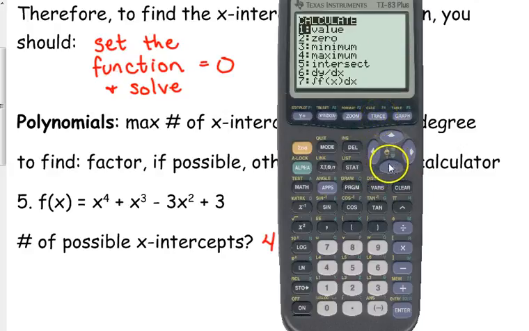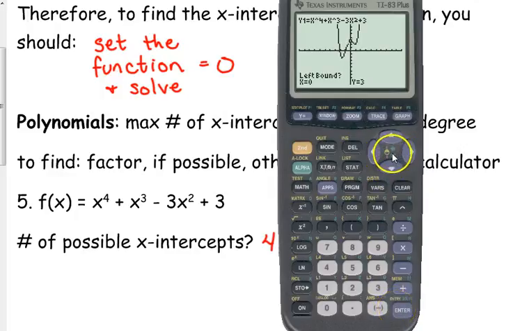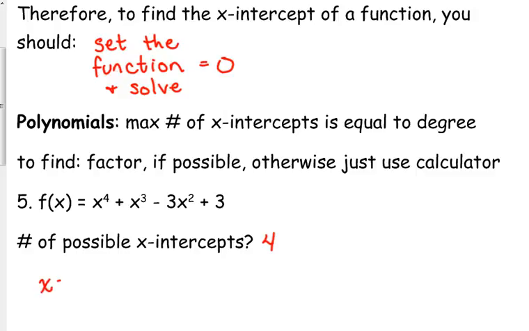So that's going to be second trace, number 2, zero. Now, I think I've mentioned this here before, but if you don't want to have to scroll your cursor, you can see that this x-intercept occurs very close to negative 2. So for the left bound, you could type in negative 3, and then for the right bound, negative 2. And then press enter, and your 0 is negative 2.104. Negative 2.104.